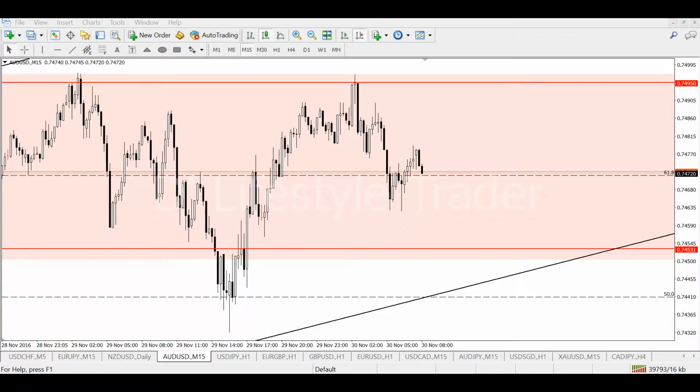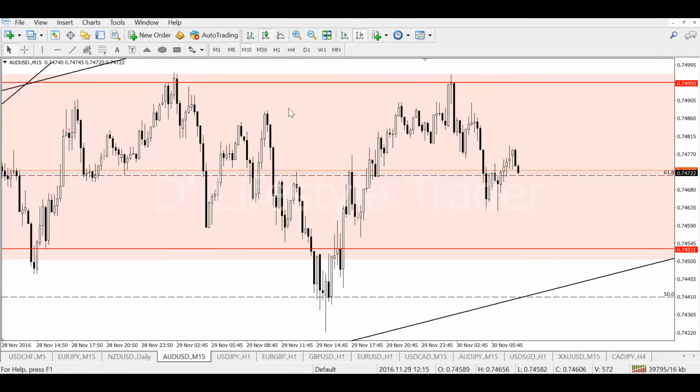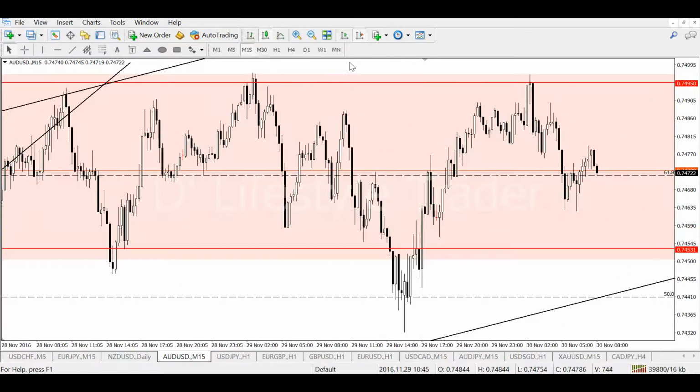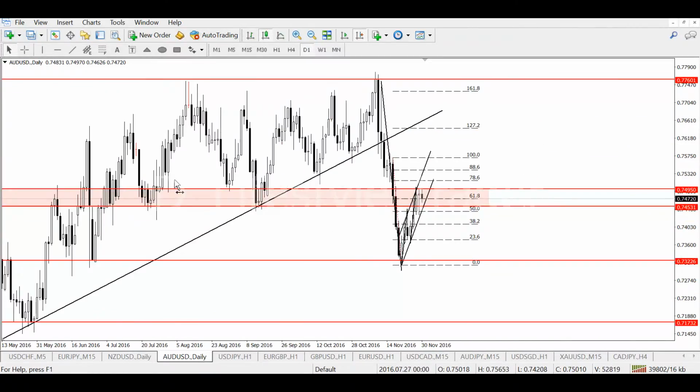Okay, so right here I'm going to start off with the Aussie against the US dollar, because this is the pair that I am looking to have a long-term trade to capture the trend that's going to come right now. I believe there will be a very strong trend downwards. So let's talk about this.